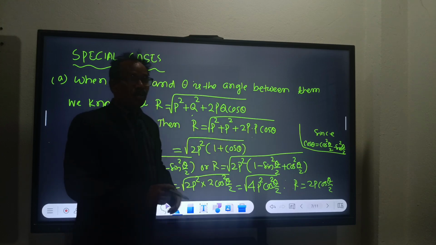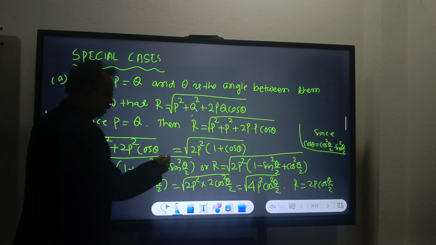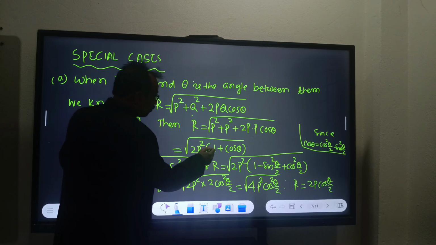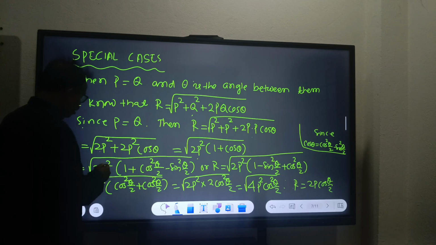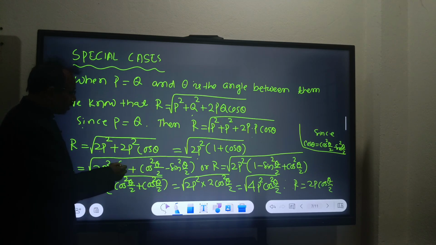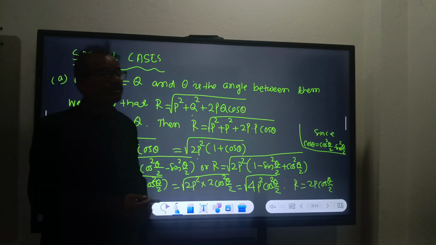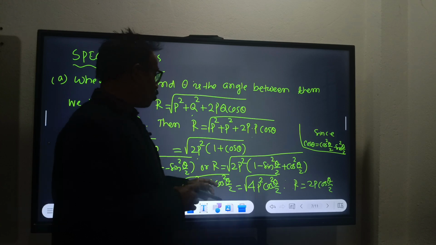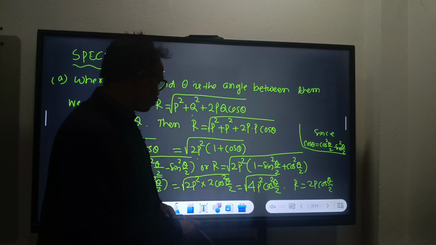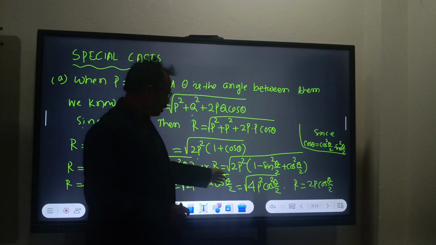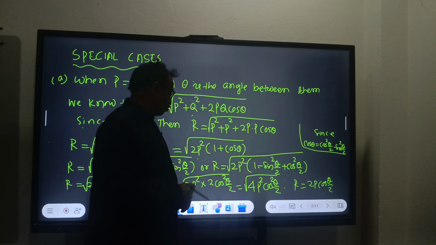2P into P is equal to 2P square, that is 2P square cos theta. Taking common 2P square, we have 1 plus cos theta, that is R is equal to 2P square whole into 1 plus cos square theta by 2 minus sin square theta by 2. You have already studied that cos theta is equal to cos square theta by 2 minus sin square theta by 2. Therefore, I am writing R is equal to 2P square into 1 minus sin square theta by 2 plus cos square theta by 2.